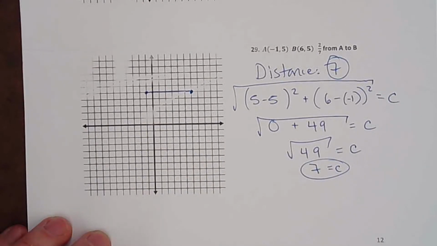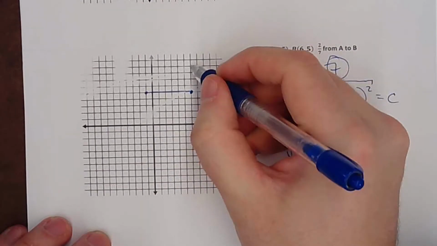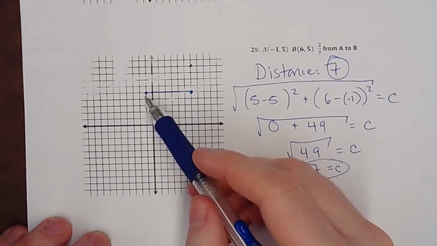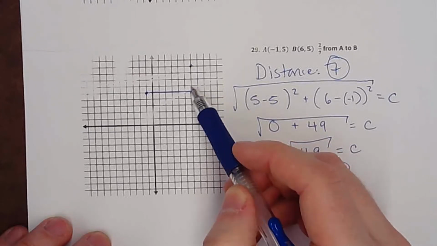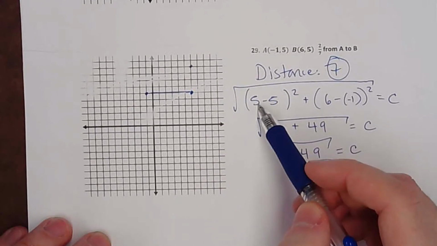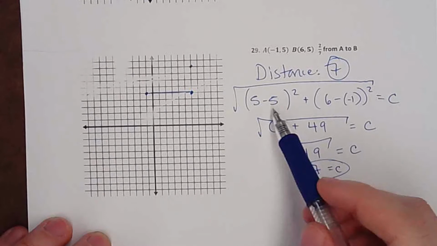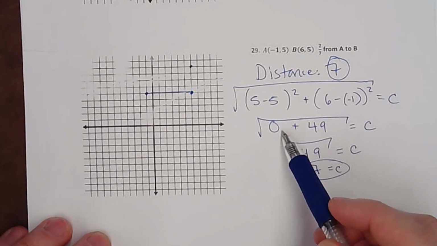7. So maybe if this was different, like this point was up here, if we were connecting from here to here, then this y value would be 6, 7, 8, 9. That'd be a 9 there. So we do 9 minus 5, which is 4. 4 squared is 16. So we'd have a 16 here.